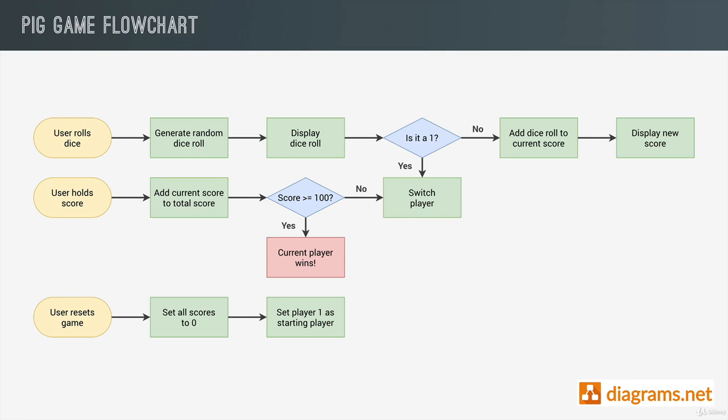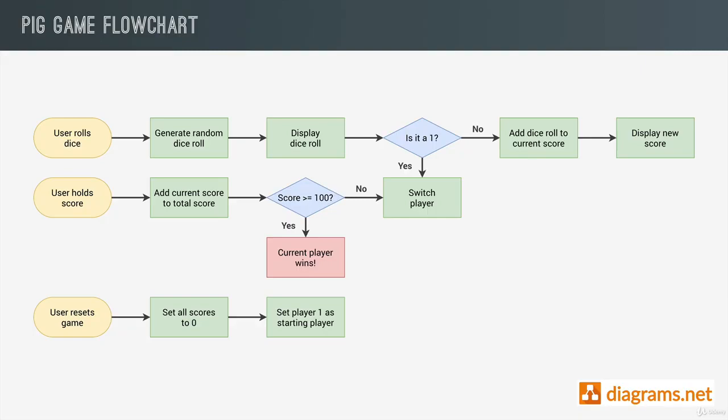Finally, when the user chooses to reset the game, we simply set all scores to 0 and set player number 1 back to being the starting player. All right, so this is a very nice way, again, to visualize what happens in the application, and it's also a very good guide for us to actually implement the application in code.